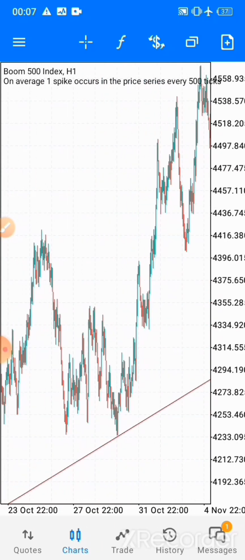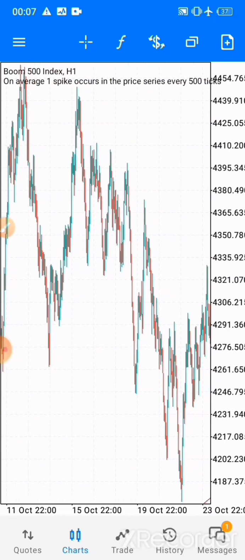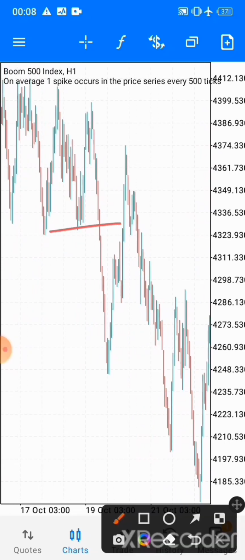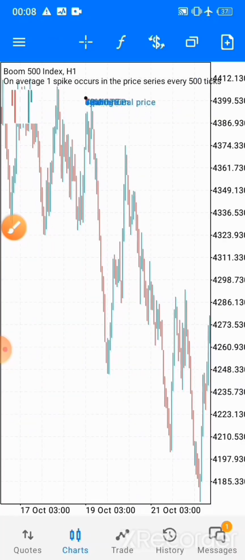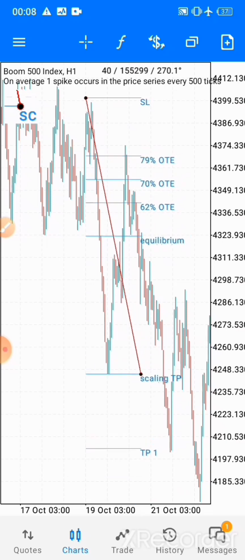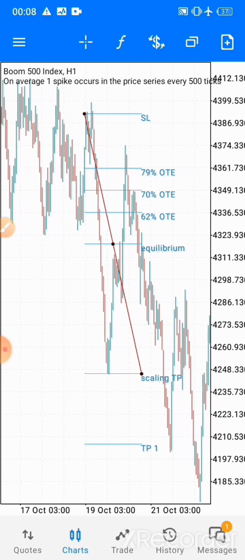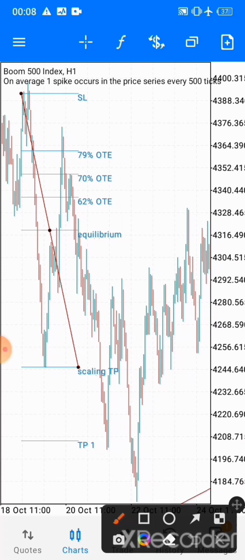on all markets. So right here we've got a setup. We've got a breaking market structure to the downside, then wait for a pullback. Take our fib, pull it right there from the highest point to the lowest point. We enter, and as you can see, we smashed our TP right here. So this is just a simple strategy.